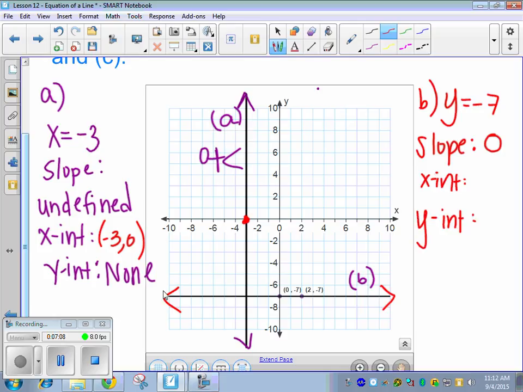For the x-intercept, does this line cross the x-axis? No. So for the x-intercept, we put none. For the y-intercept, it crosses the y-axis right here. I want the coordinate point. So Tessa, what coordinate point is this? Good. 0, -7. Okay.